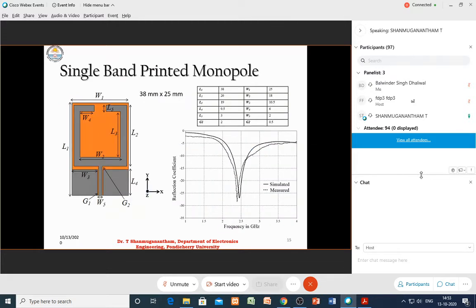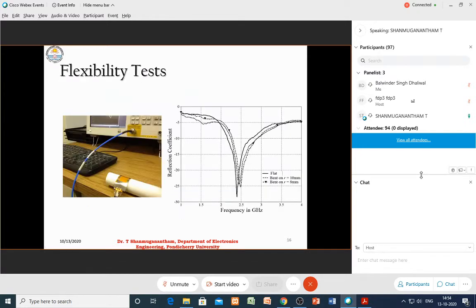Here we designed a simple single band printed monopole antenna. The dimension is 38 by 25 millimeter square, and other dimension specifications such as length and width are given. The simulated and measured results are around 2.4 GHz. Initially, we designed for the ISM band, first a single band printed monopole antenna.